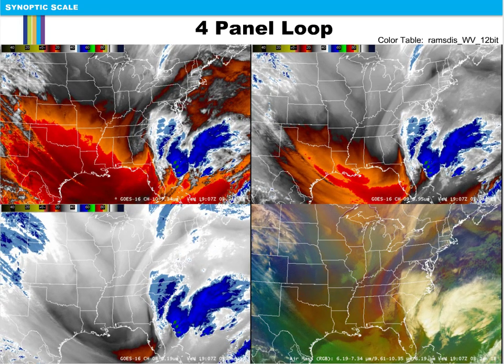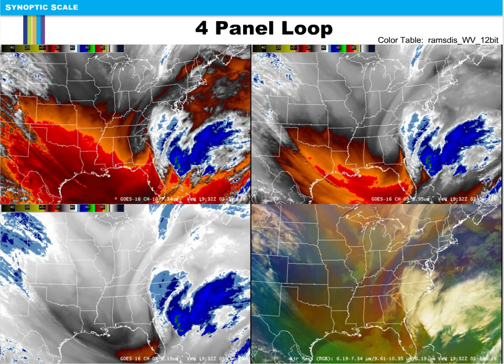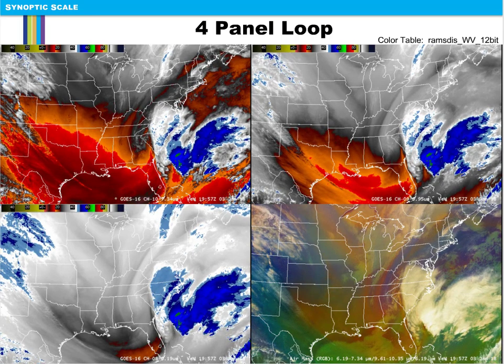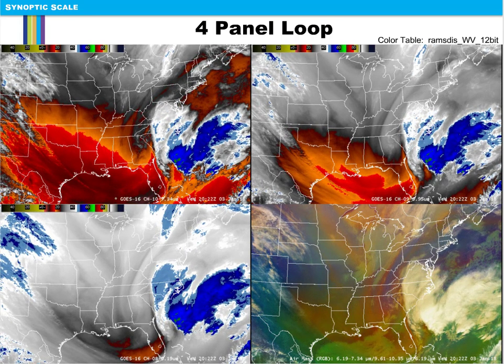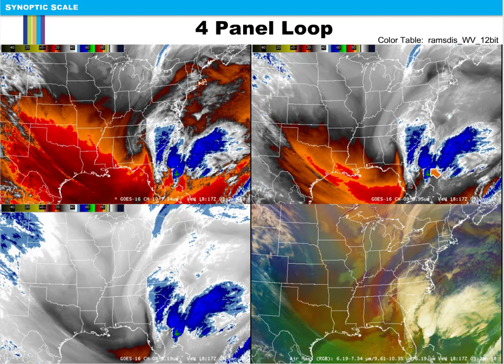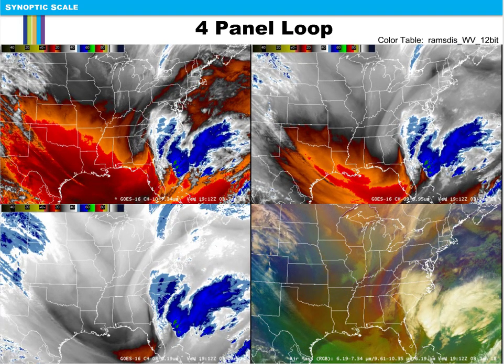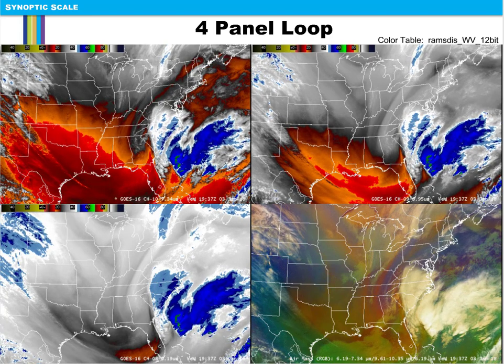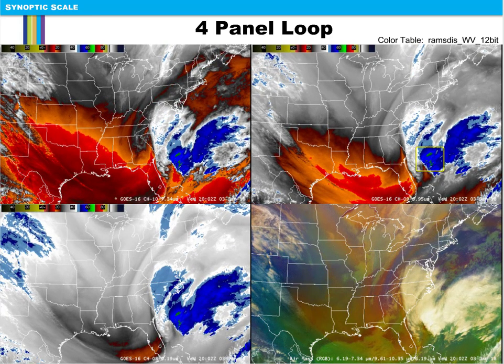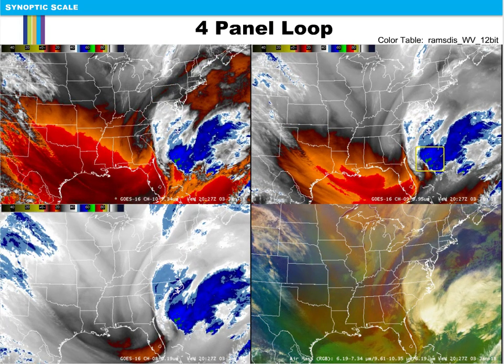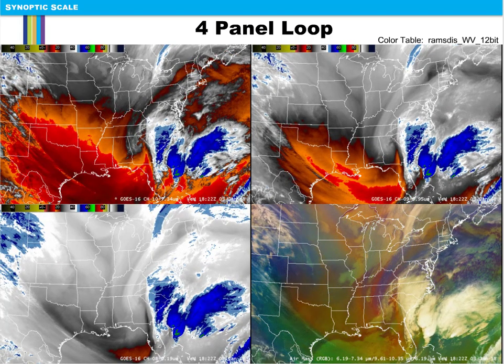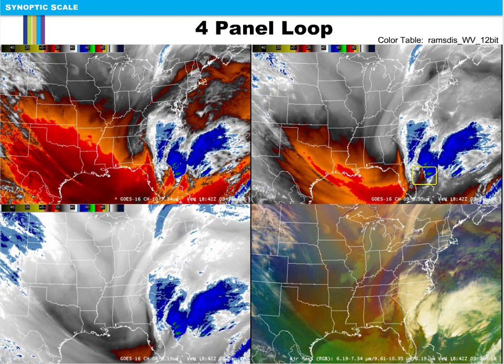In this loop of the three water vapor bands, along with the air mass RGB, we see an approaching upper-level trough impinging on a frontal zone over the southeast. Along the frontal zone, we see widespread cloud cover associated with the warm conveyor belt. During the loop, we observe the evolution of a crescent shape, indicating baroclinic leaf development, with a region of subsidence south of it as indicated by warming brightness temperatures.